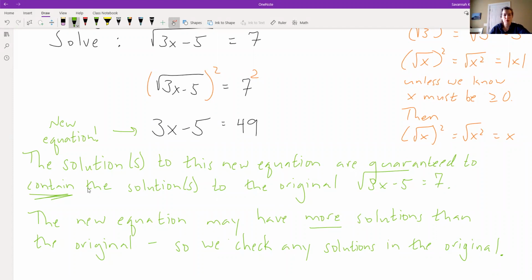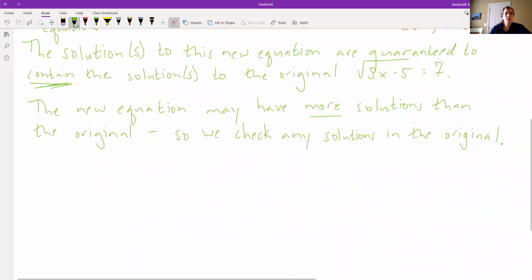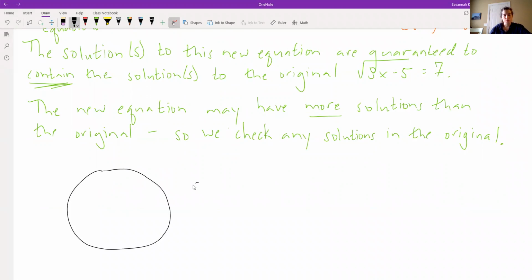Okay, let me make sure this makes sense. So, we've got a new equation. It's going to have some solutions, maybe more solutions than we need. And so if we find any that don't fit in the original, we throw them out. So what I mean is, the solutions to the new equation are that circle, and then we'll just kind of come inside here. Smaller set.